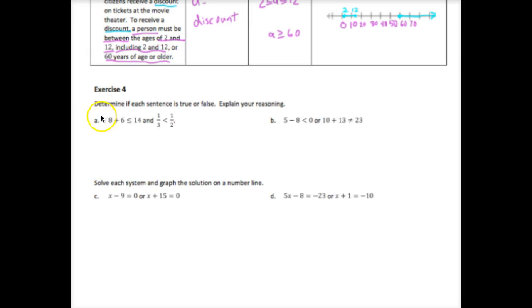Exercise 4. Determine if each sentence is true or false. Explain your reasoning. 8 plus 6 equals 14 is less than or equal to 14. Well, 14 is definitely equal to 14, so that's true. Let's have a look. This one's a little tougher, and we have to have two truths because this is an and. 1/3. What does 1/3 look like?